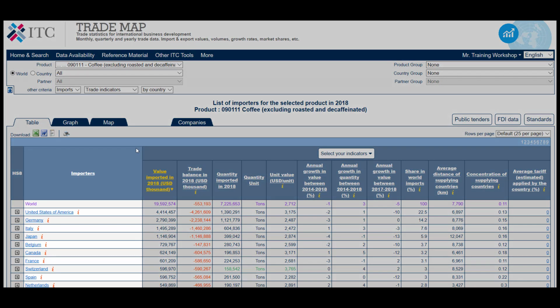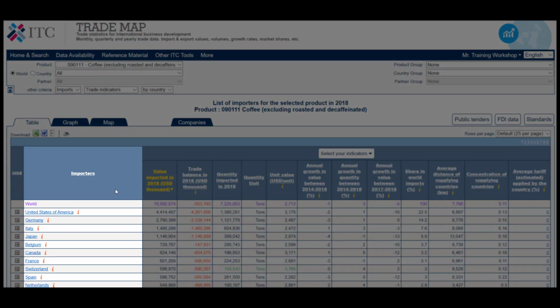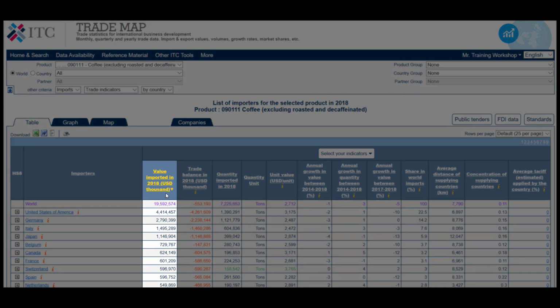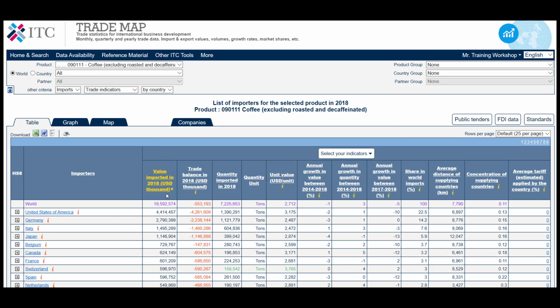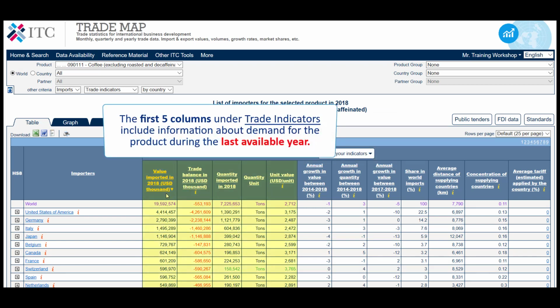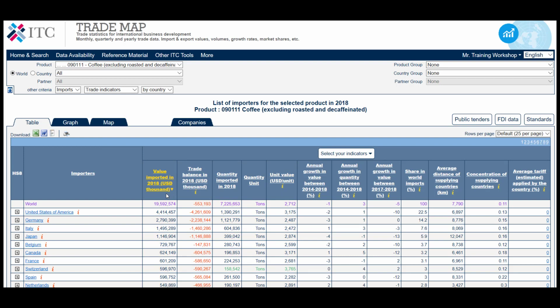We see that the next column contains the list of countries that import coffee, excluding roasted and decaffeinated. This list is sorted according to the third column, the value of imports in the most recent year. Because it determines the order of the table, the heading of that column is yellow instead of white. The data in this table is presented in a simple structure consisting of 4 main groups. The first 5 columns under Trade Indicators include information about demand for the product during the last available year. This group is made up of the following.